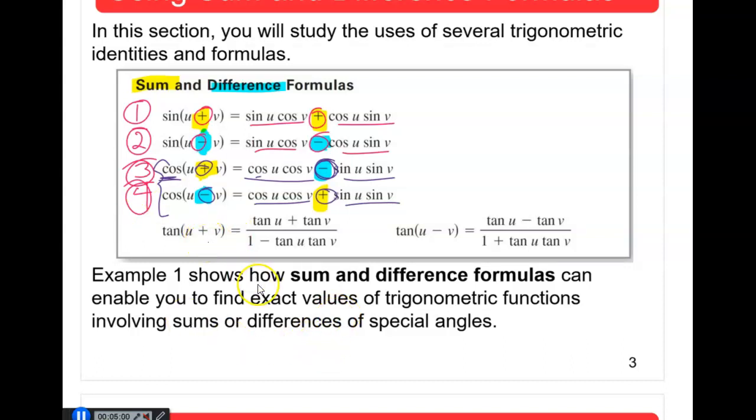So the next two that we have here, let's label them as 5 and 6. Number 5 is the tangent of the sum, the addition of two angles. And then number 6 is the tangent of the difference of two angles. And as you can see here, we have ratios. So on the numerator, we have the addition of the two tangents. So tangent of the first angle plus tangent of the second angle.